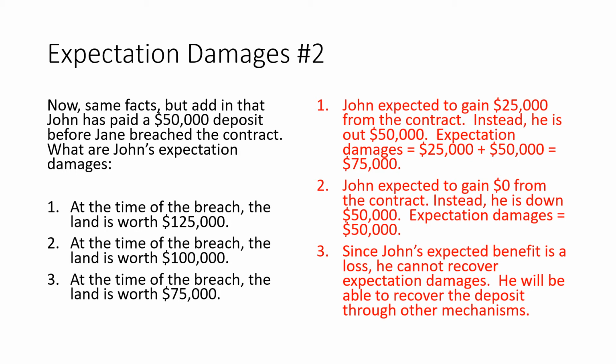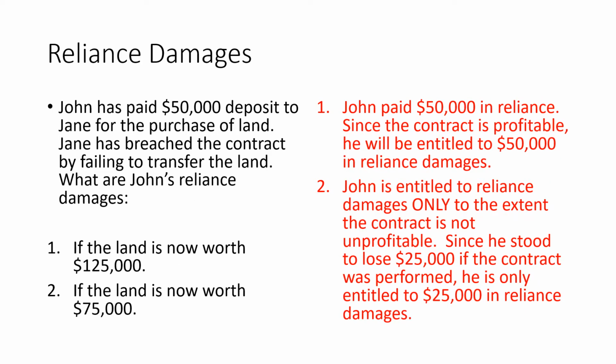In the third example, again, because the land is worth less and it was a bad bargain, John can't really expect to have any benefit from the contract. So since he cannot have an expected benefit, his expected benefit is a loss, he can't recover expectation damages. His expectation damages are 0. He will, however, be able to recover the $50,000 deposit through other damage mechanisms, such as something like unjust enrichment and restitution.